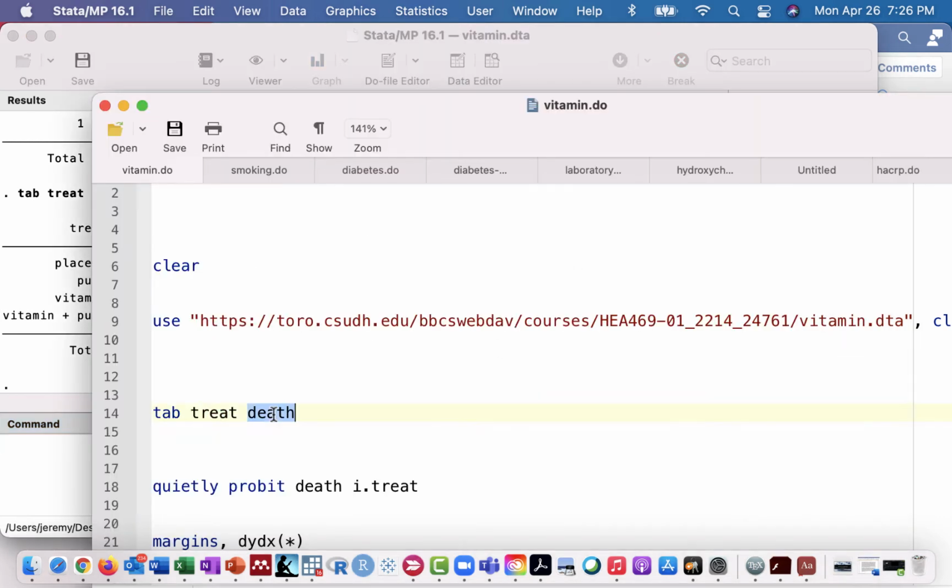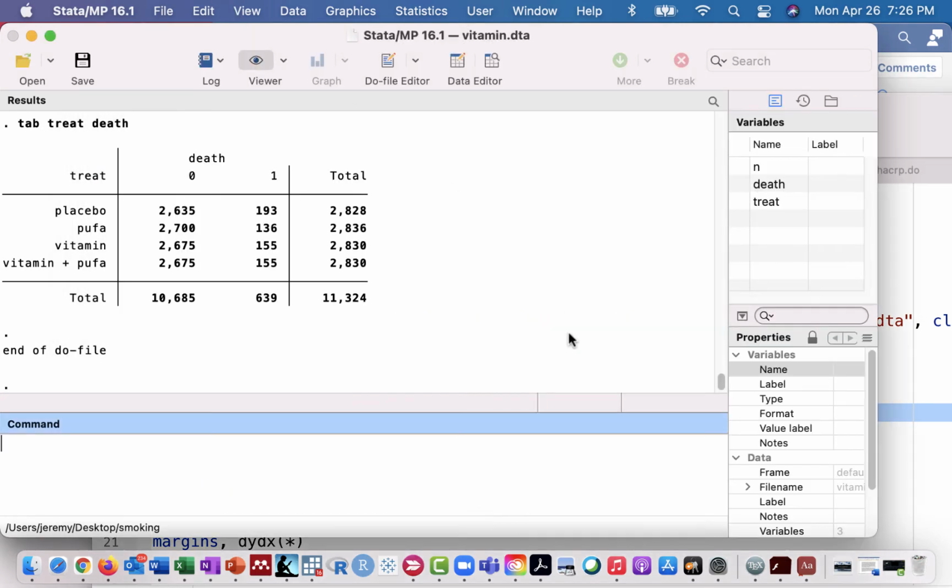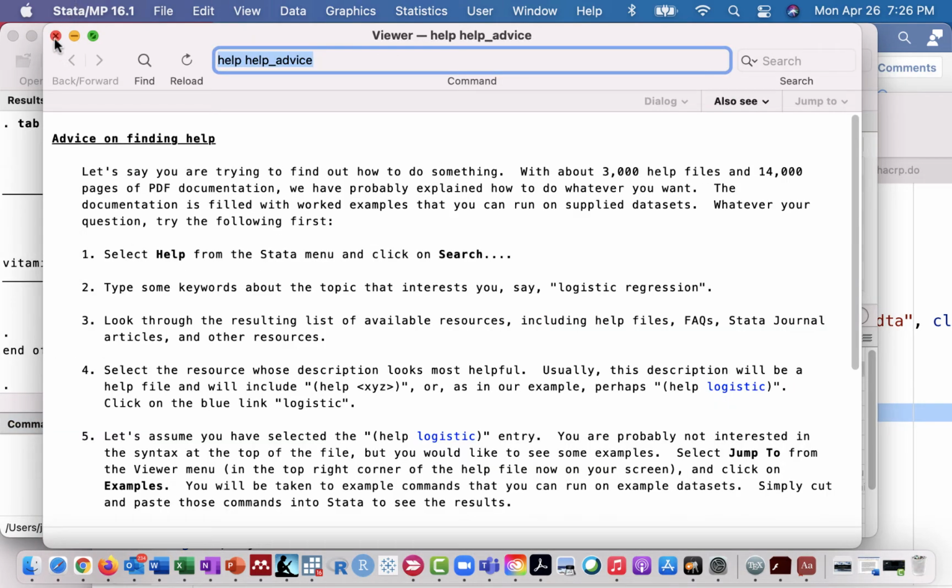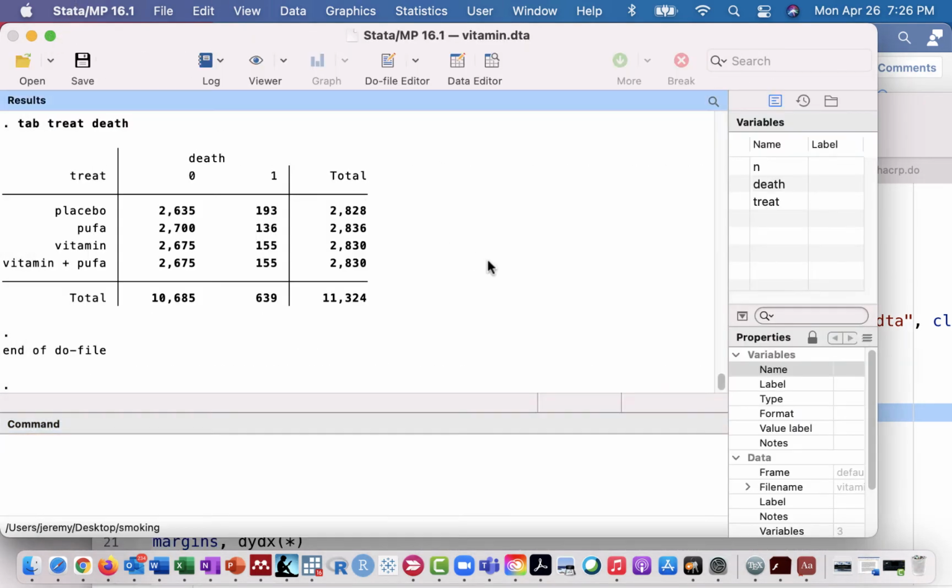Now, if you tab treat by death, you can see for each one what it was. So let me just close my help window there. Remember, death equals 1, died. Death equals 0, lived. So how many people on placebo died? 193. How many people on PUFA died? 136. How many people on vitamin died? 155. How many people on both vitamin plus PUFA died? 155.